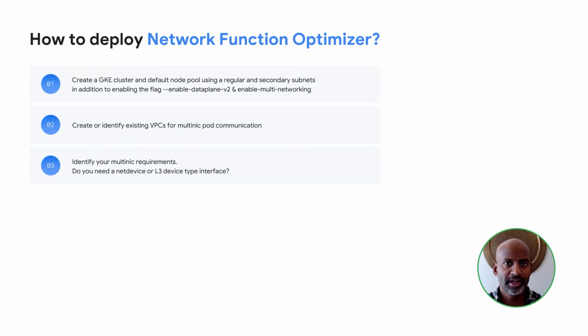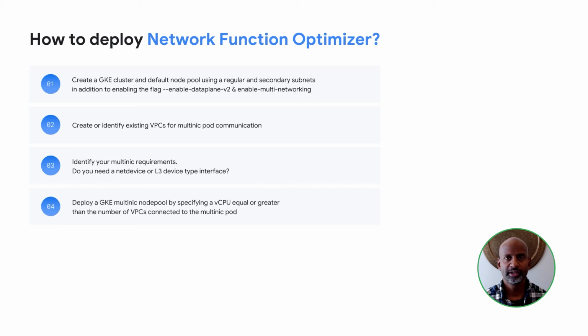Identify your multi-NIC requirements. Do you need a net device or L3 device type? Net device is used to communicate to GCE instances in a VPC using a regular subnet range, while L3 device type utilizes the VPC secondary subnet range to communicate to GKE services or Docker containers running on GCE.